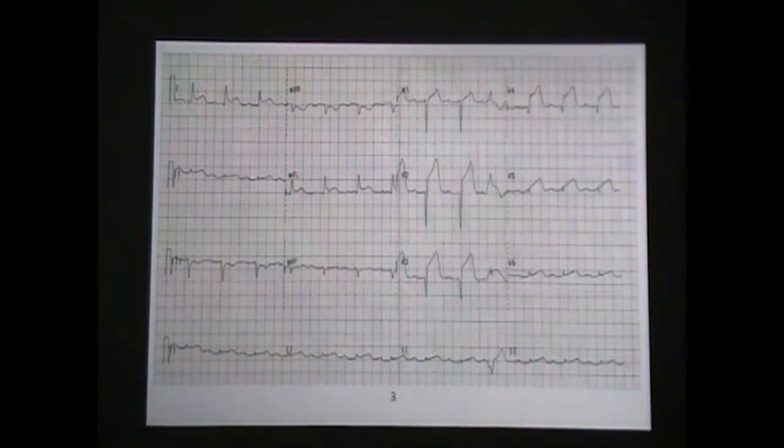It's hard to tell. My eyes jumped up to lead 1. I got a little bit of a first degree block there. Okay, you can see it right there. QRS complex narrow, yes. My QT looks less than 50%. Okay. T wave inversions, do we see any that we shouldn't see?